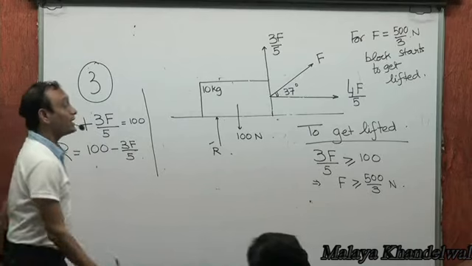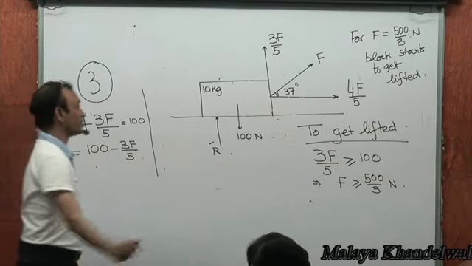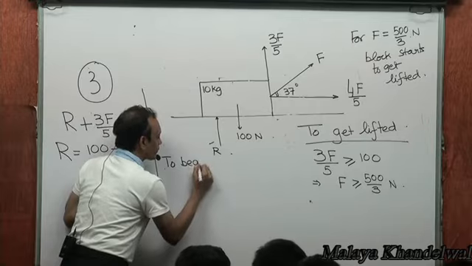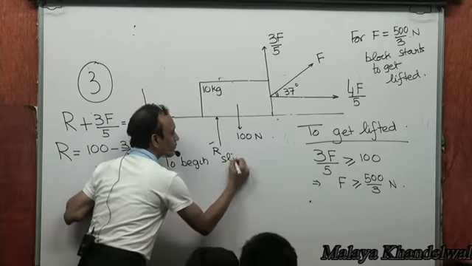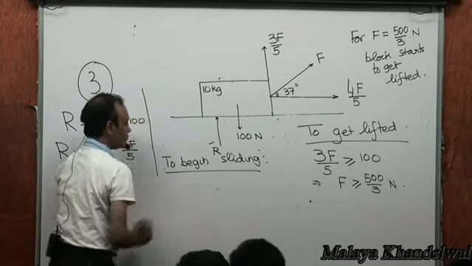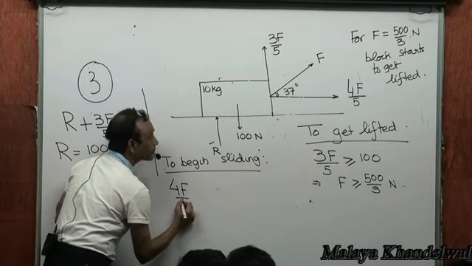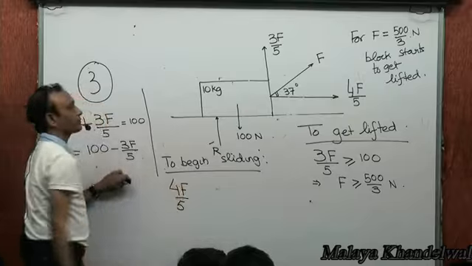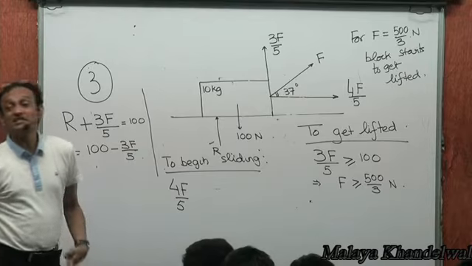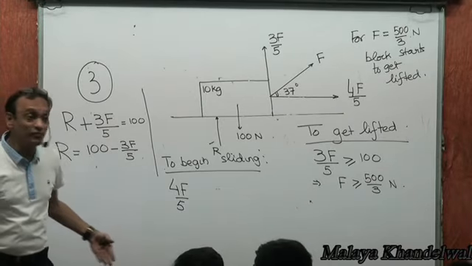Right? Now, let me find out the value of F for which the block will begin to slide. Okay. For the block to begin sliding, 4F by 5 must exceed maximum static friction.